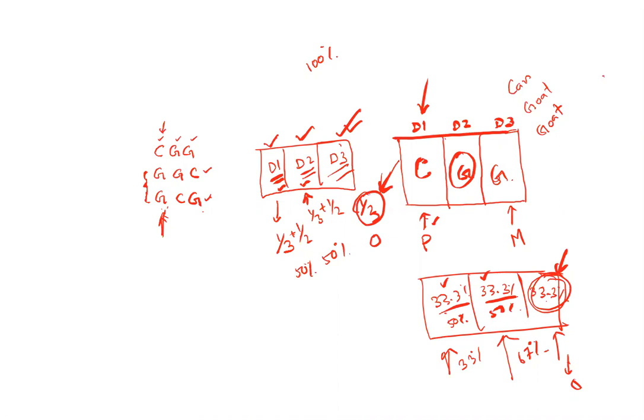So you will be better off switching your door, meaning if you switch your door about 67% of the times, you're going to win the car, and 33% of the times you're going to lose the car. So if you want to increase your odds of winning, you switch the door.